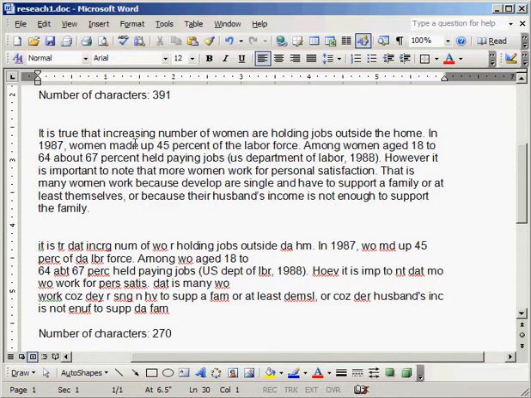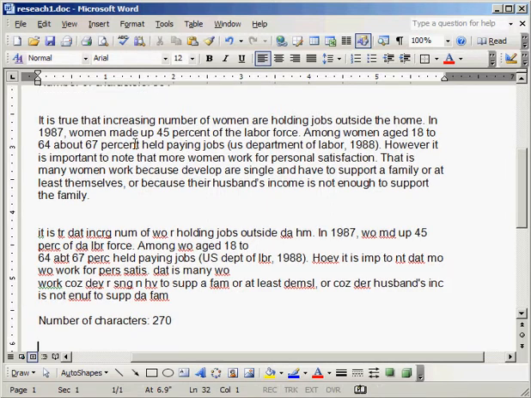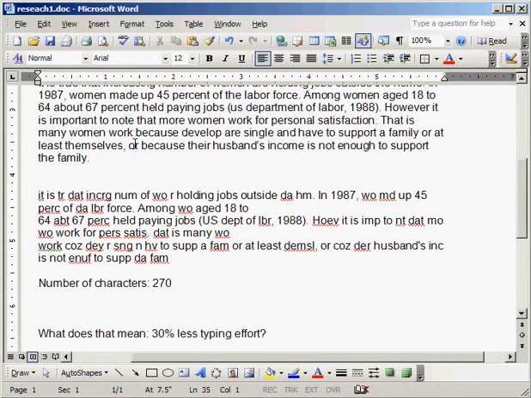Using our product, the number of characters typed was only 270. So the difference between the two, 391 and 270, translates to a gain of 30%. Basically, what that means is you get the same output for 30% less effort.